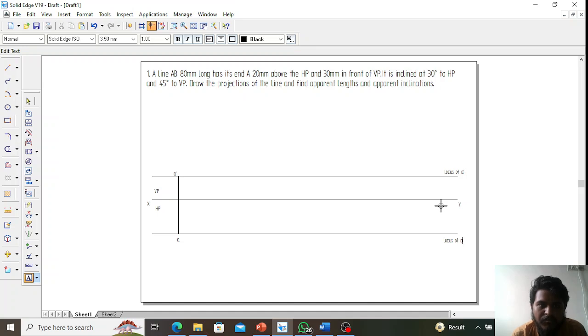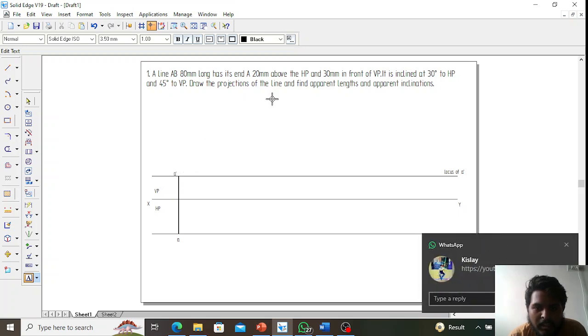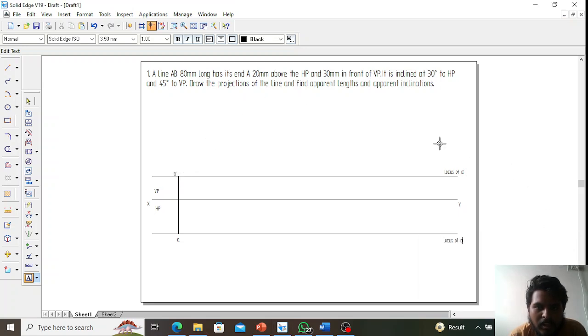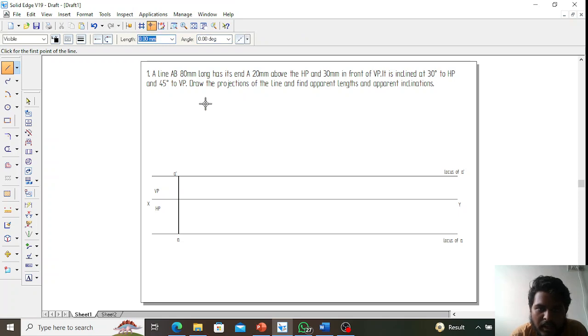Okay. Now it is given that a line AB 80 mm long is 20 mm above HP. We have done that. 30 mm in front of VP. We have drawn two locuses. Now it is given that it is inclined at 30 degrees to HP and 45 degrees to VP. So 30 degrees to HP means we need to draw the line 30 degrees inclined here, and 45 degrees to VP means we need to draw the line here. So opposite sides. Okay. So now I am drawing a line.